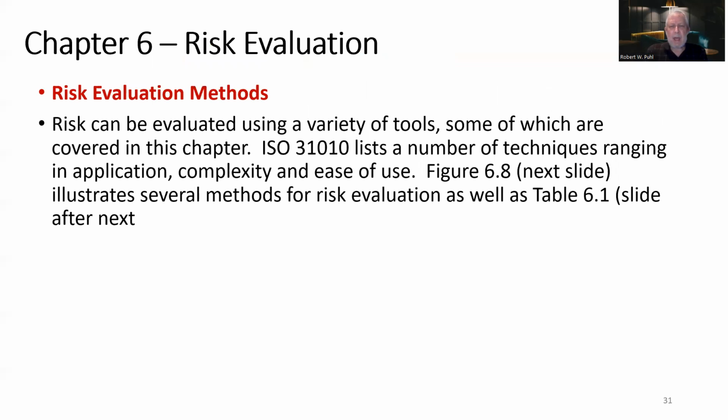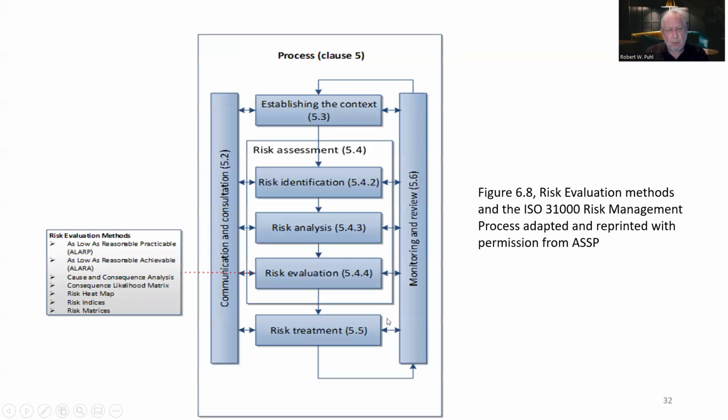Risk can be evaluated using a variety of tools, some of which are covered in this chapter. ISO 31010 lists a number of techniques ranging in application, complexity, and ease of use. Figure 6.8, next slide, illustrates several methods for risk evaluation, as well as Table 6.1, slide after next. Some risk evaluation methods are: ALARP, ALARA, cost and sequence analysis, consequence likelihood matrix, risk heat map, risk indices, risk matrices. There are many of these. Some of those, like a likelihood matrix, risk heat map, indices, matrices, are really not much different.